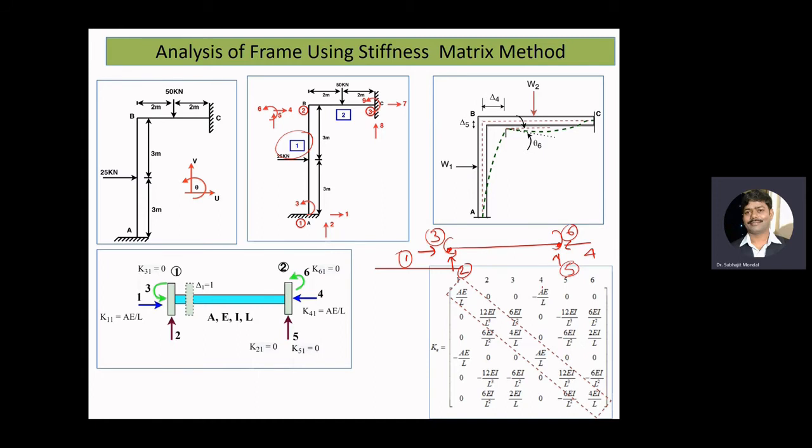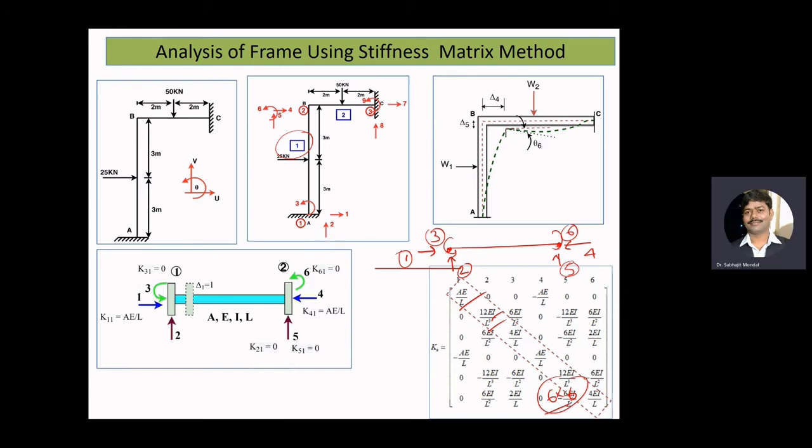So here you can see for a frame element we have 6 degrees of freedom. So the size of our stiffness matrix for the frame element will be 6 by 6 size. Okay, so how to get this quantity we will discuss later. Okay, so first we identified that we have 6 degrees of freedom for a frame element. So the size of the stiffness matrix will be 6 by 6.